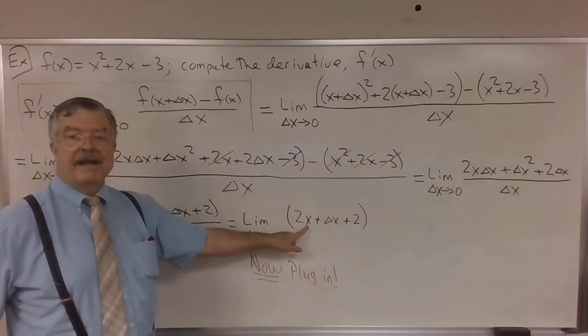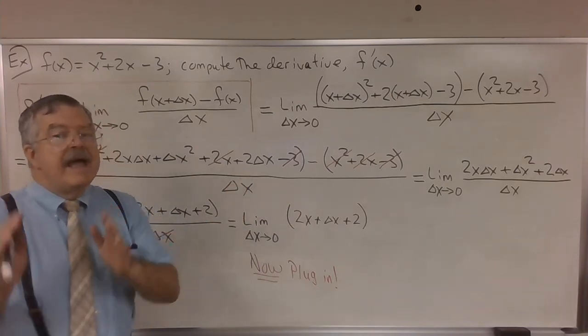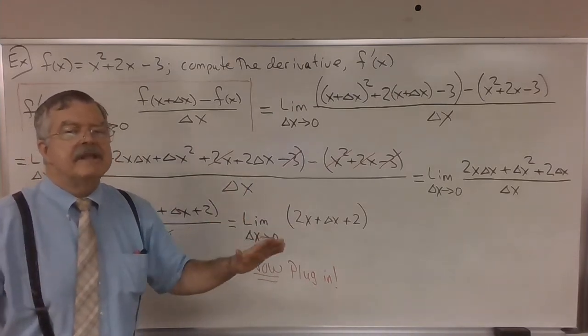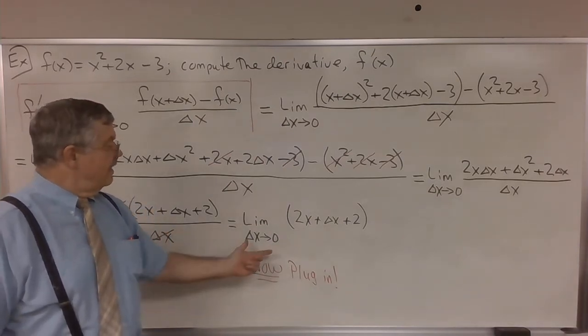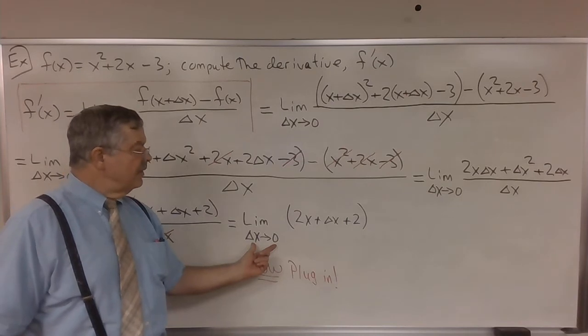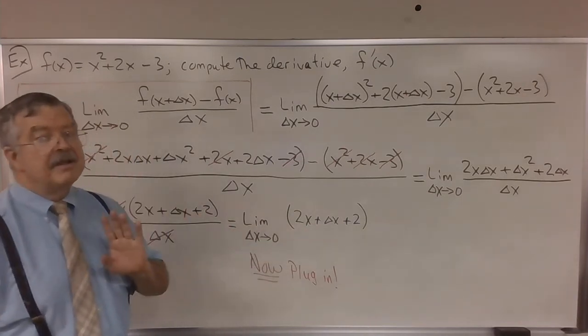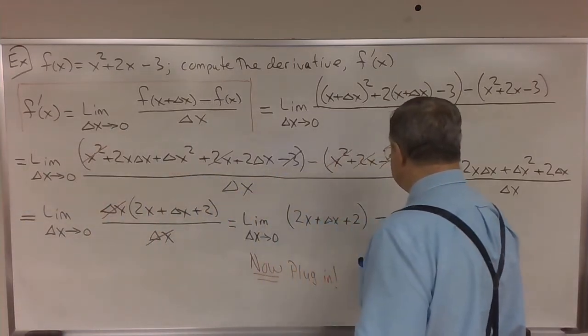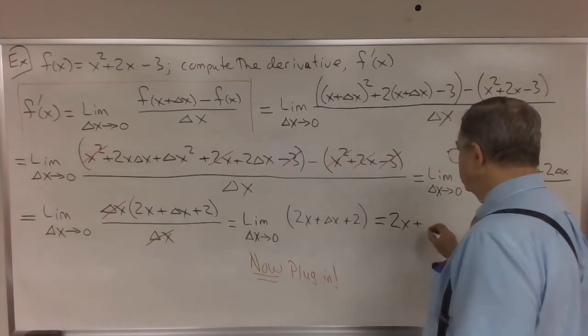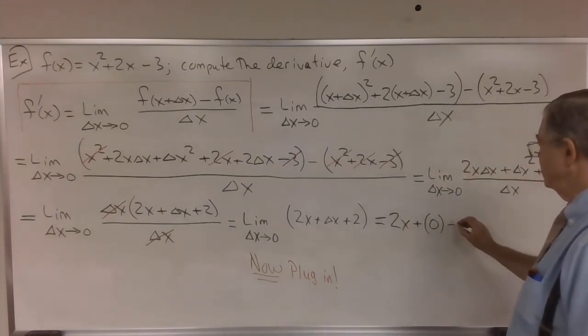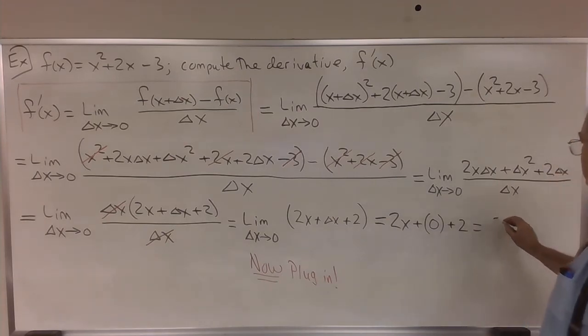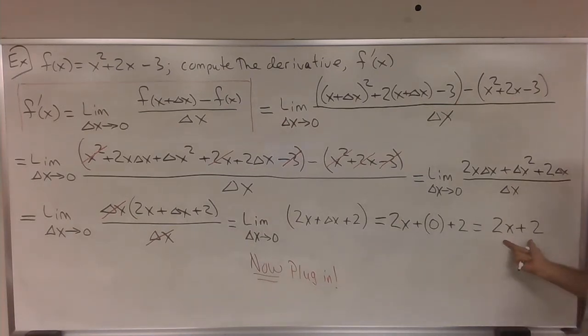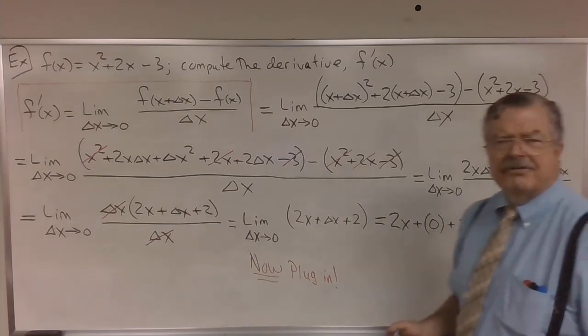What do we plug in for x? Nothing. We leave x alone. X and delta x are two completely different variables. Delta x is approaching 0, so we plug in 0 for delta x. We plug in 0 for delta x only. There's our answer. And this is a rather odd situation.